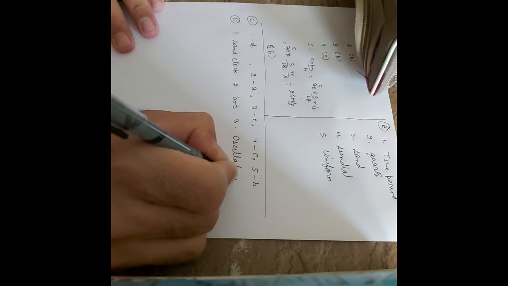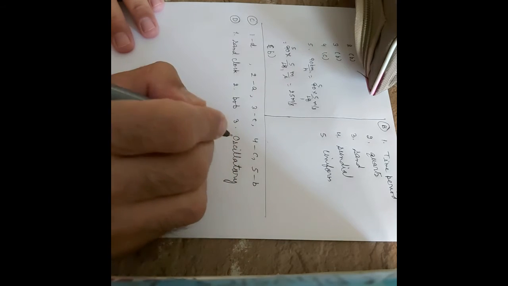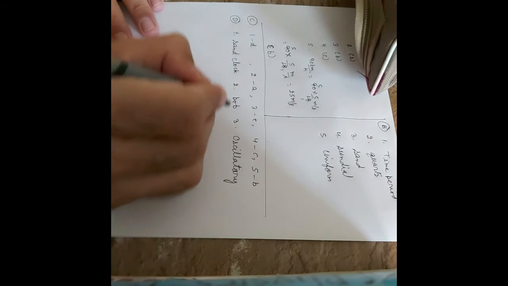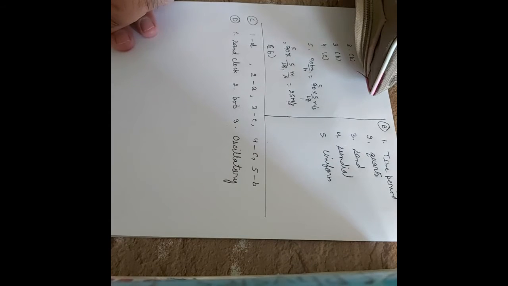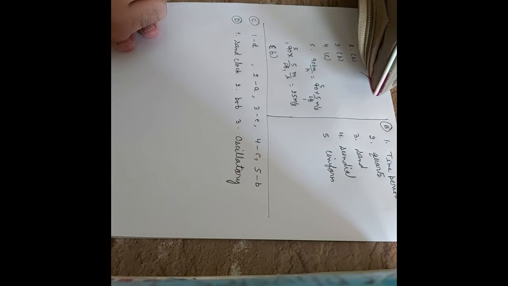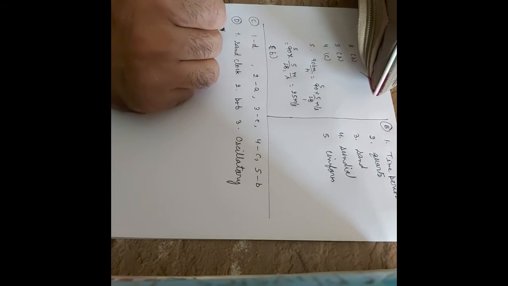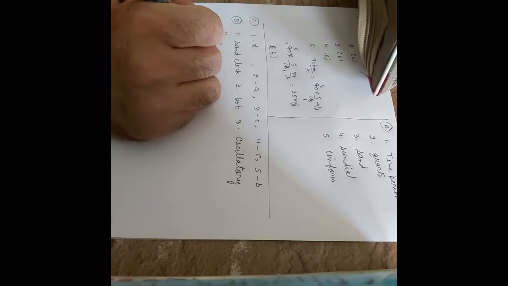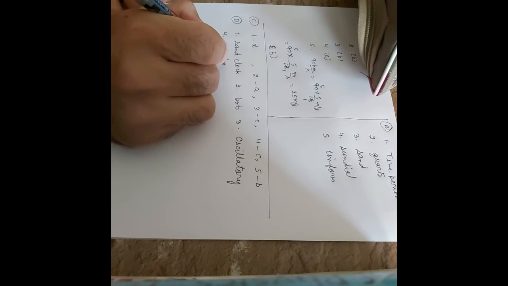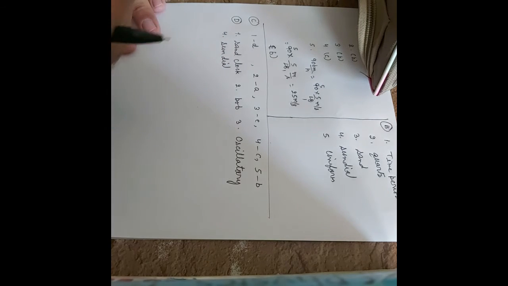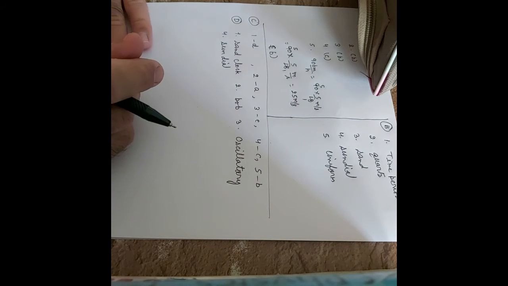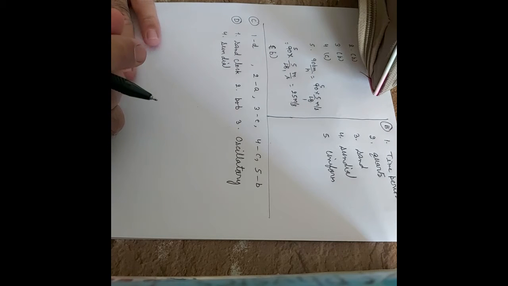Oscillatory motion, like to and fro, like this. Such motion is called oscillatory motion. A device which cannot measure time at night, as we have done just now, is the sundial, because in the night there is no light and no shadow will be produced.